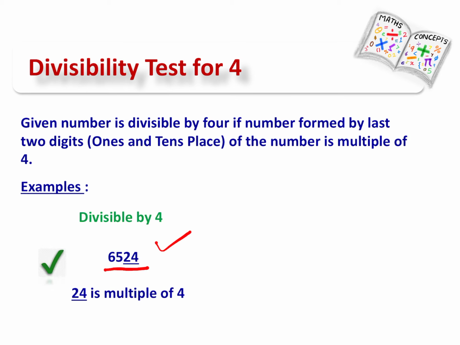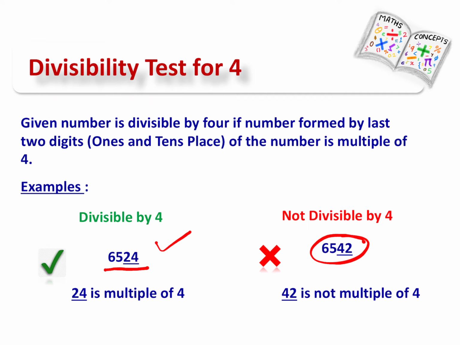Okay, next example is 6542. Here number formed by last two digits is 42, and 42 is not multiple of 4. We know 4 tens are 40, 4 elevens are 44. So 42 lies between 40 and 44, but it is not multiple of 4, and that's why we can say that the given number 6542 is not divisible by 4.